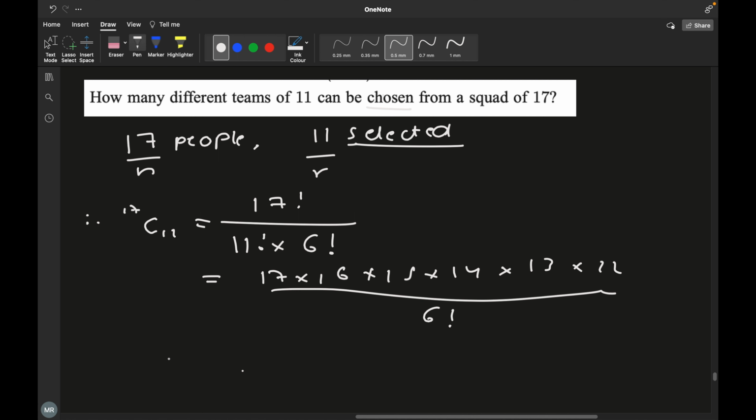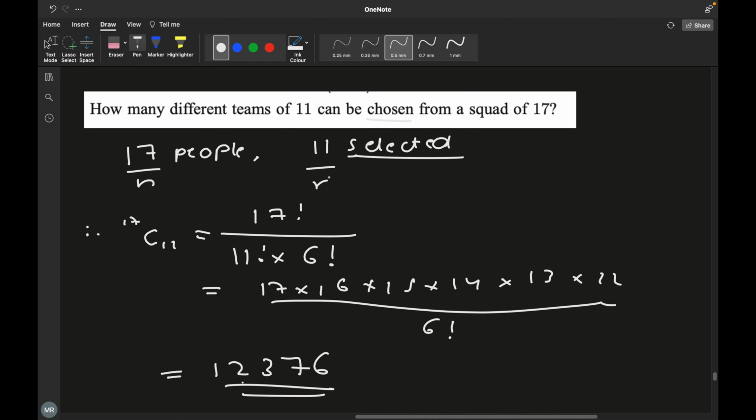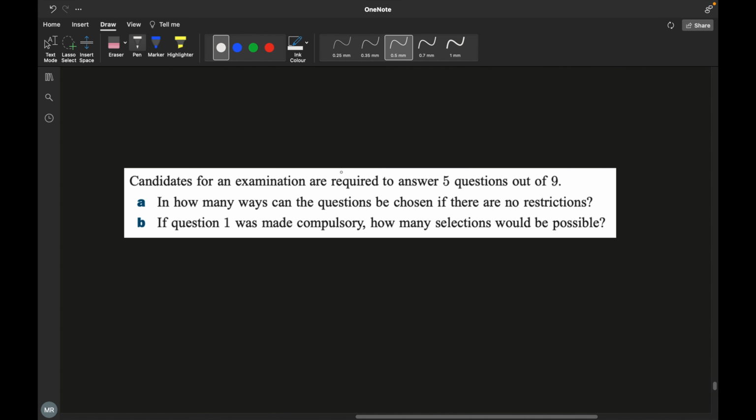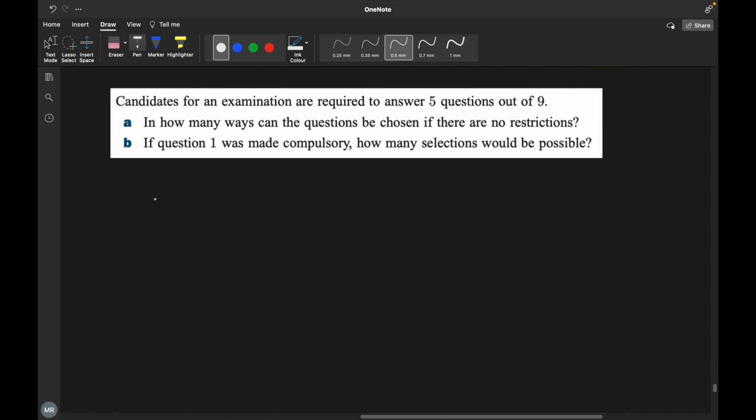This is 12,376. This is the number of ways in which a team of 11 can be made from a squad of 17 people. So this is how you approach questions. And now let's look at this one.